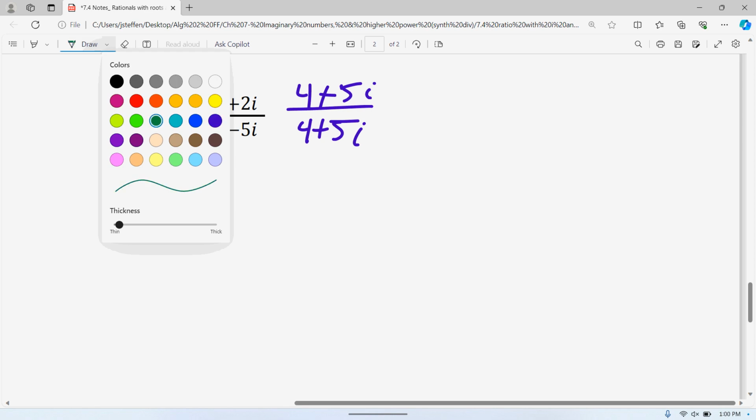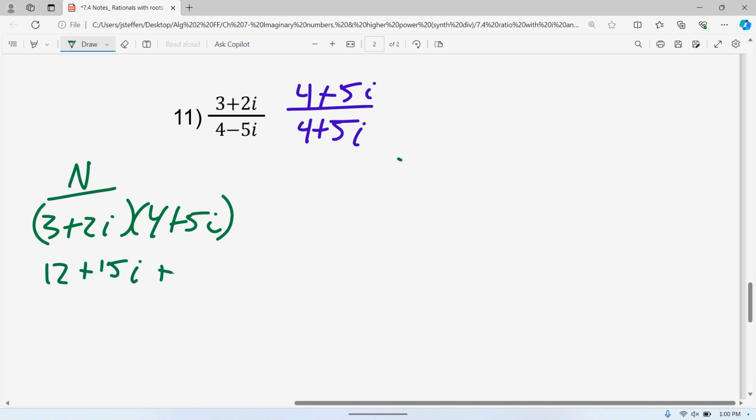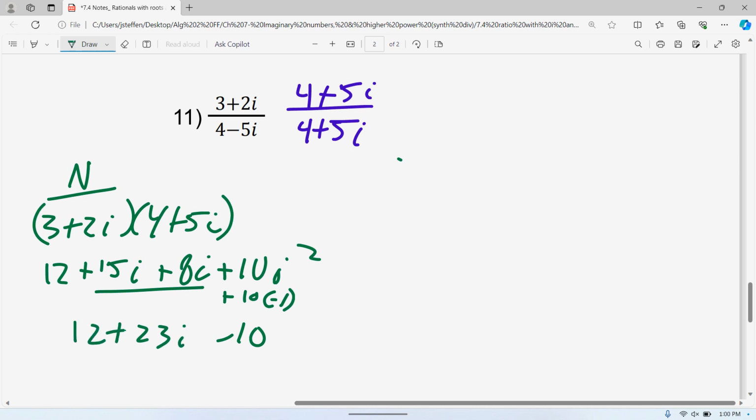Same thing as before. My numerator's over here. That's 3 plus 2i. That is 12, 15i, 8i plus 10i squared. So that i squared is negative 1, so that would be negative 10. You combine your like terms, that is 23i. Last but not least, the 12 and negative 10 can combine, so it's 2 plus 23i.